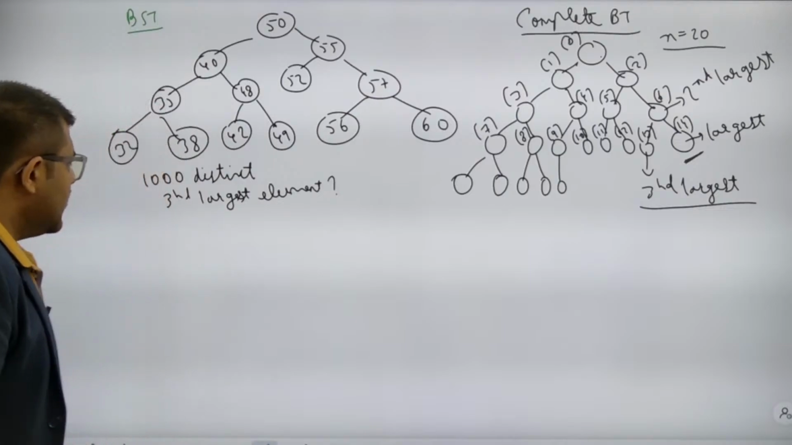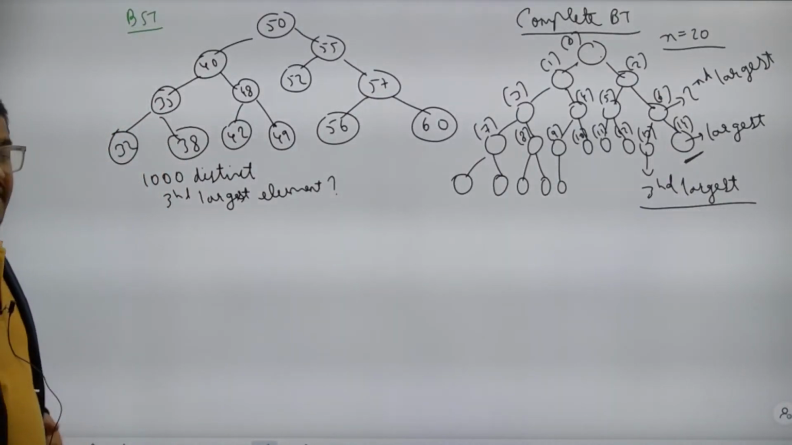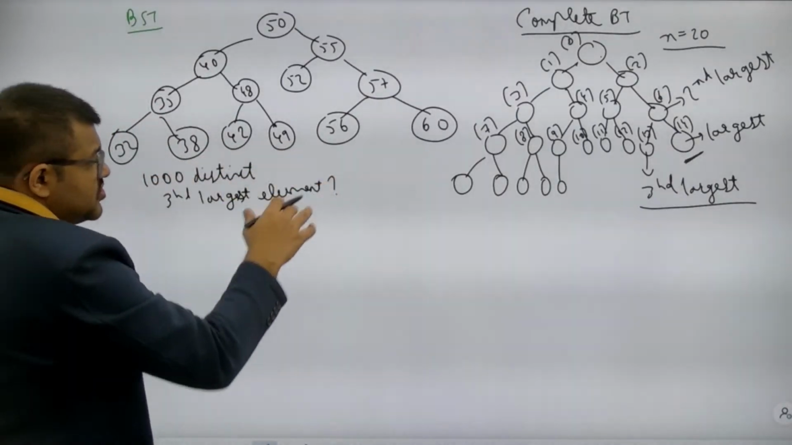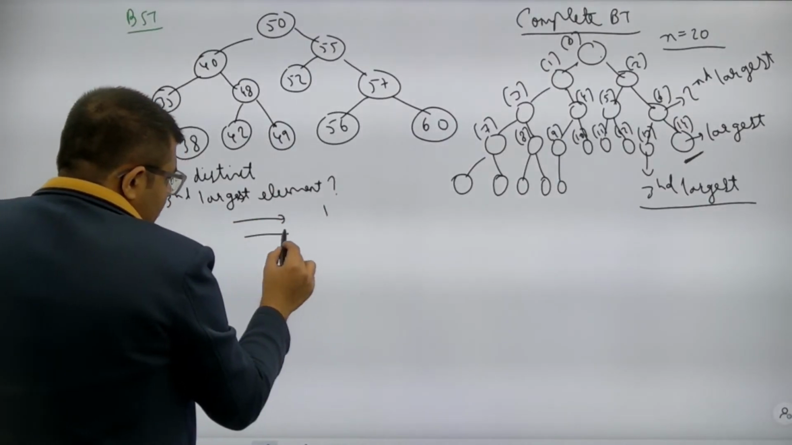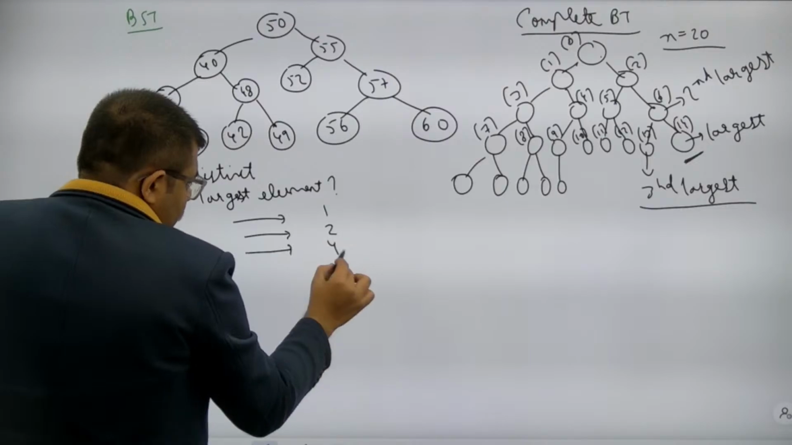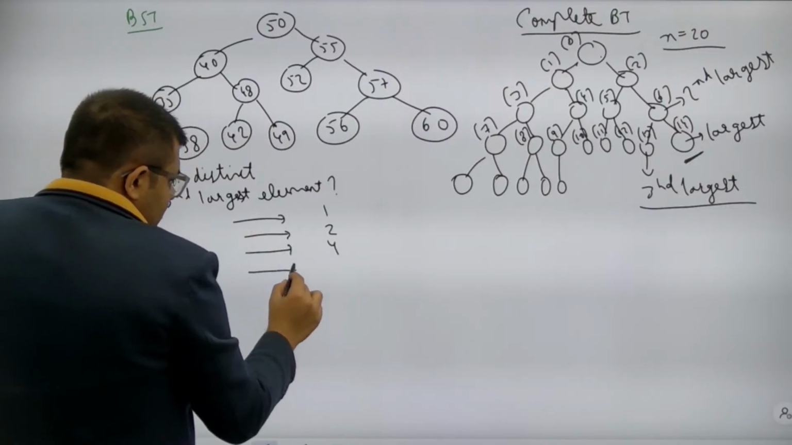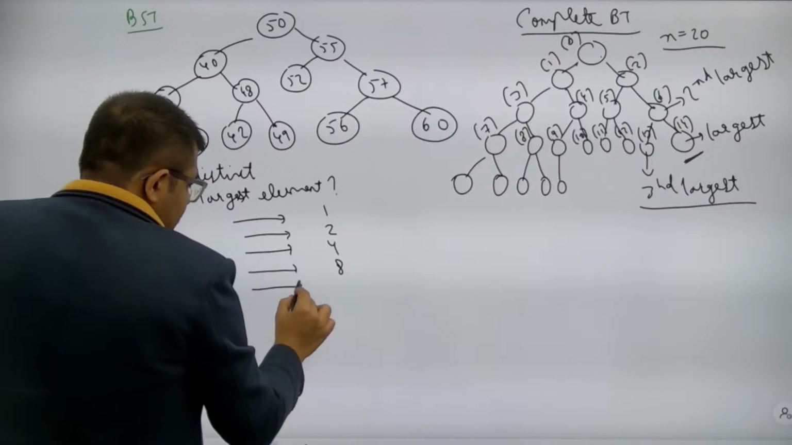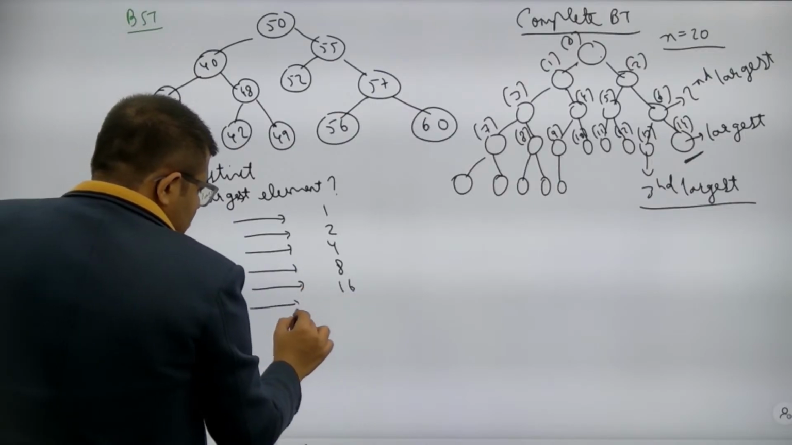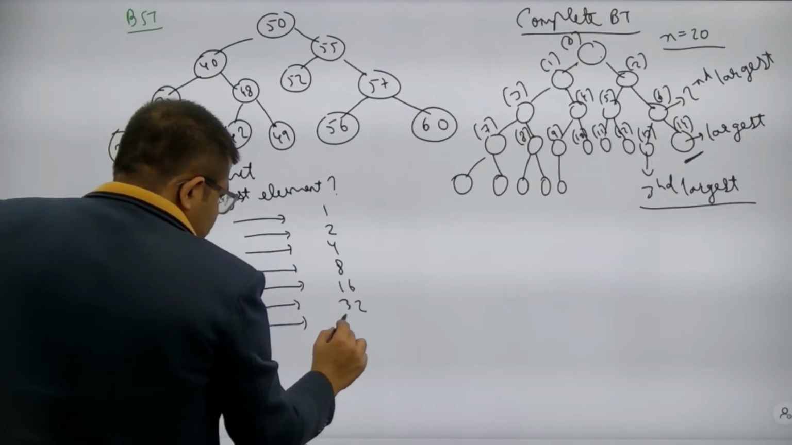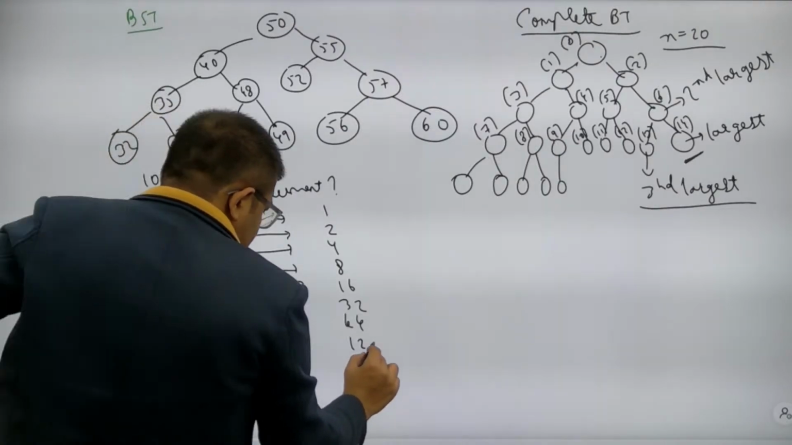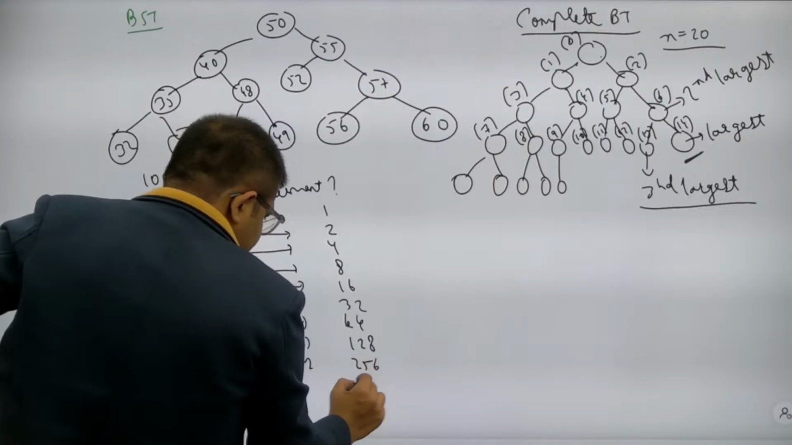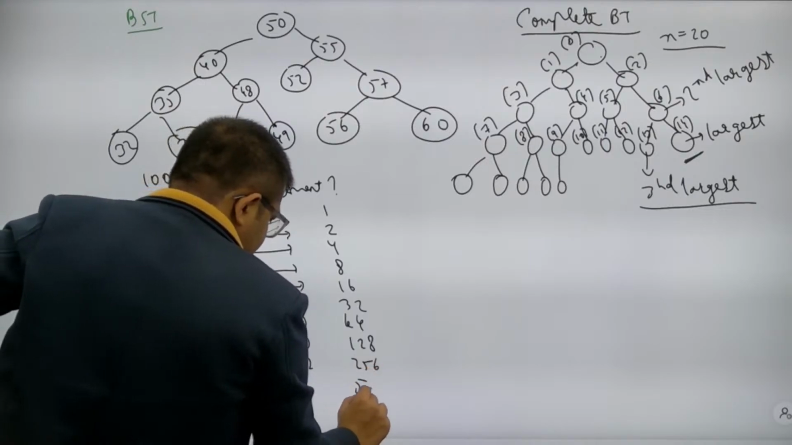Okay, now if we are given 1000 distinct elements, then what would my binary search tree look like? The level 1 will have 1 element, level 2 will have 2 elements, level 3 will have 4 elements because it is complete, level 5 will have 8 elements, level 6 will have 16 elements, then 32 elements, then 64 elements, then 128 elements, then 256 elements, and then 512 elements.